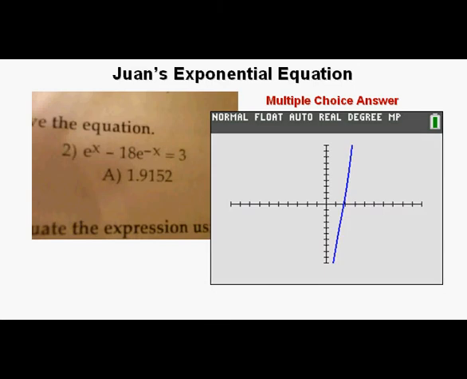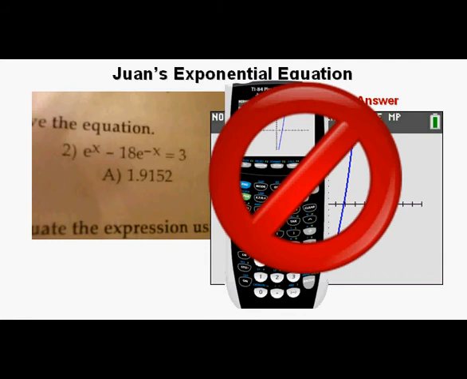Then graph the function, and here is the graph of that function, and you may be able to see that the solution according to graphing would be that x equals a little less than 2. But Juan's reply was no, that he couldn't use a graphing calculator for this. So let's get right to it.